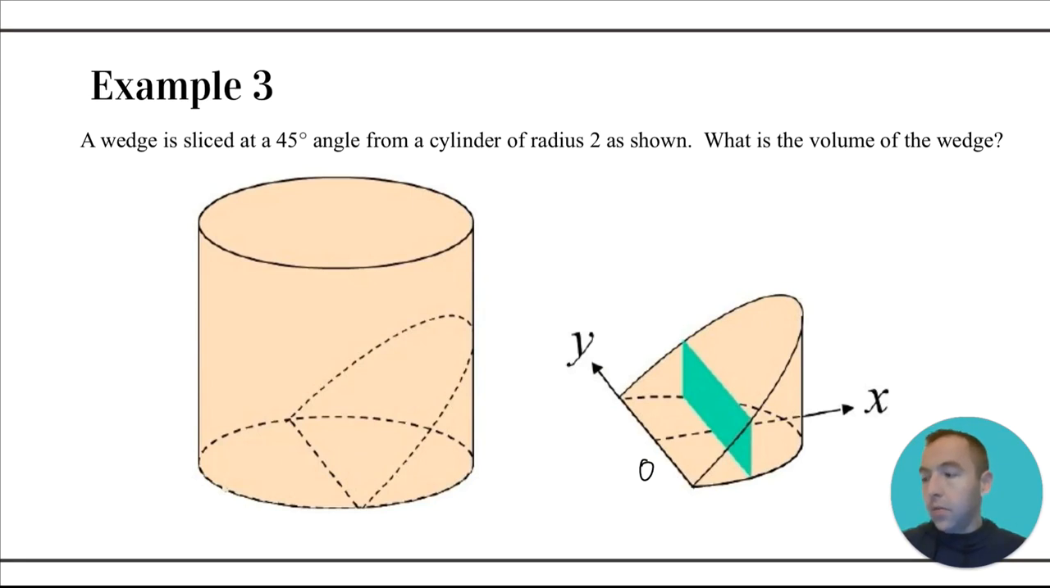In this example, this will be the last time in which I'll explicitly illustrate how we could use the slicing method to find the volume of a three-dimensional region. In this scenario, as you can see in the left figure, there's a cylinder, and as it reads, we're going to create a wedge by slicing at a 45-degree angle from the cylinder, which has a radius of 2 units, as is shown. And then we want to find the volume of that wedge. The wedge is drawn out separately over to the right.